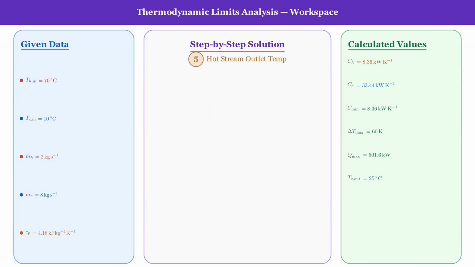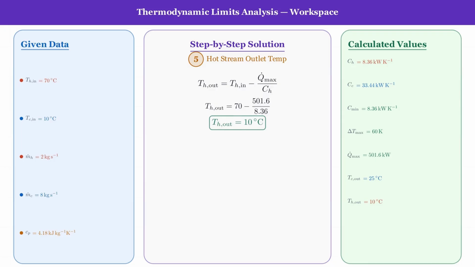Step 5. Determine the outlet temperature of the hot stream. Applying the same energy balance to the hot stream, the outlet temperature is the inlet temperature minus the heat released divided by the heat capacity rate of the hot stream. Th out equals Th in minus Q dot max divided by Ch. 70 degrees minus 501.6 divided by 8.36. Th out equals 10 degrees Celsius. The hot stream exits at exactly 10 degrees, the inlet temperature of the cold stream.